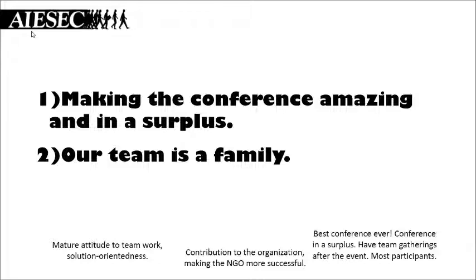The first sentence was directed towards the organization and what we wanted to contribute to it. So firstly, we wanted that all of the participants would have an amazing experience, and we wanted that the conference would be in a surplus so that we wouldn't cause any financial issues to the NGO. The second goal was towards the team, and how we added it up was that we wanted our team to be like a family. We wanted to actually get along after the conference as well, and this demanded us to put more focus and effort into teamwork.